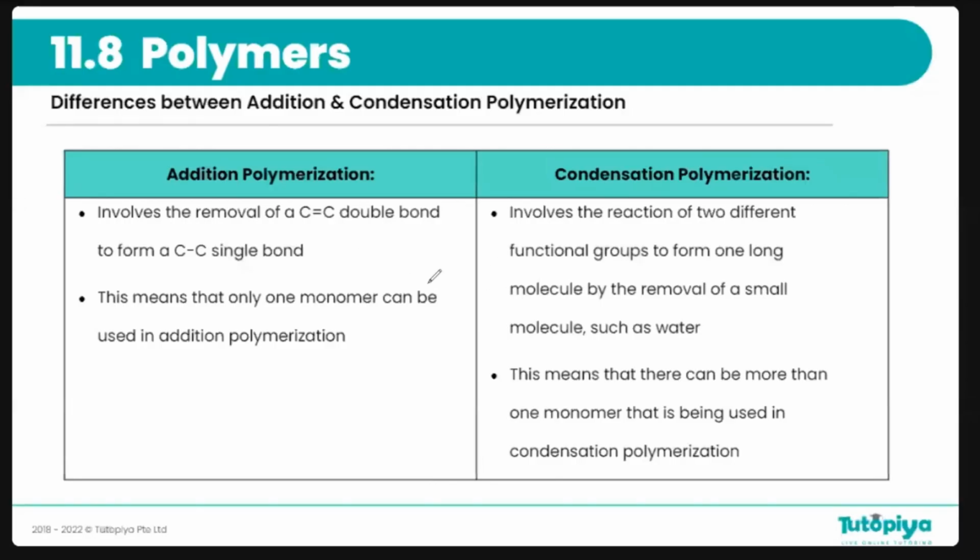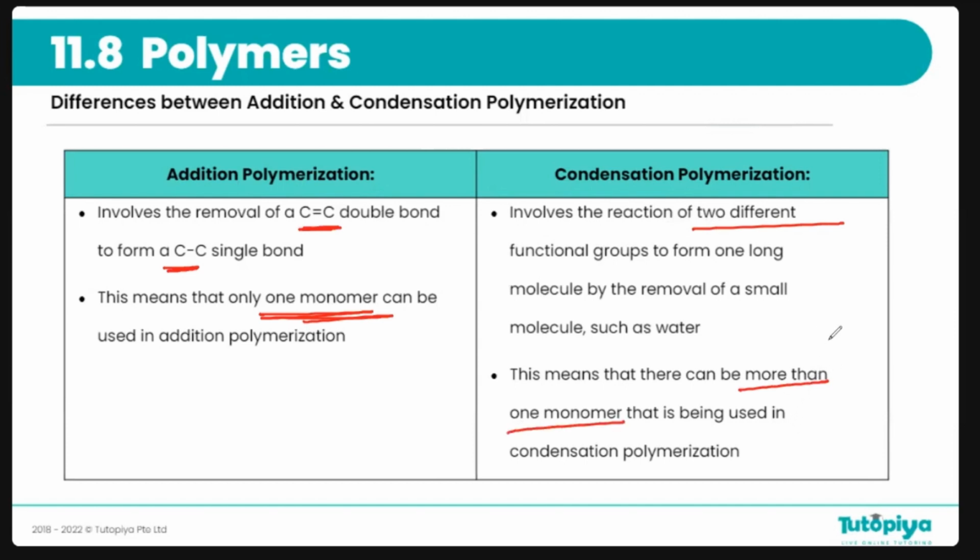Now let's have a look at the differences between the addition and condensation polymerization. Addition polymerization involves the removal of a carbon-carbon double bond. Ethene, some sort of a double bond, breaks to become a single bond and opens its arm to other such monomers so that they can become the polymer. So this means we only need one monomer for addition polymerization. But condensation polymerization has two different monomers. It needs more than one monomer.